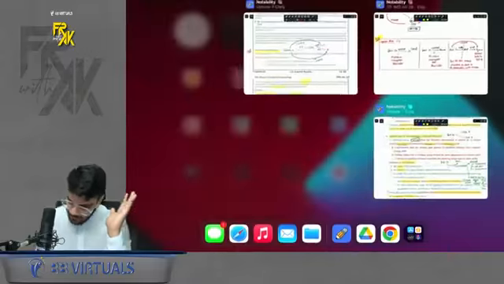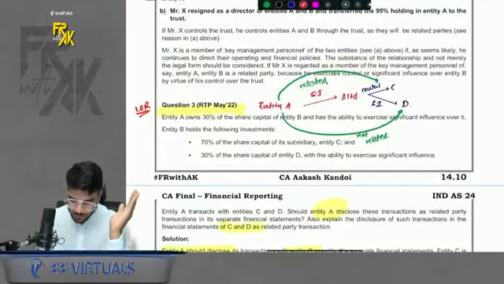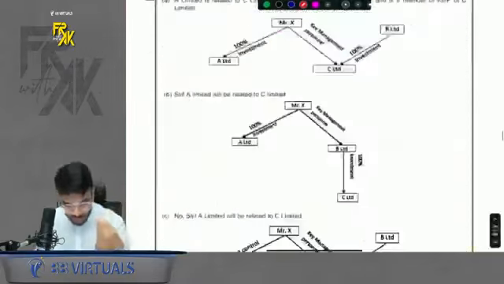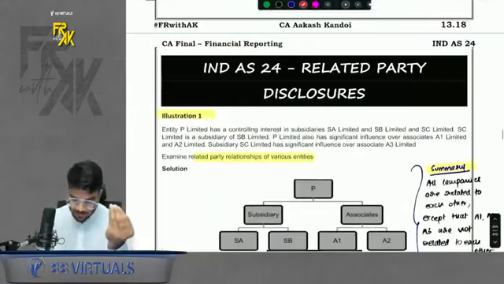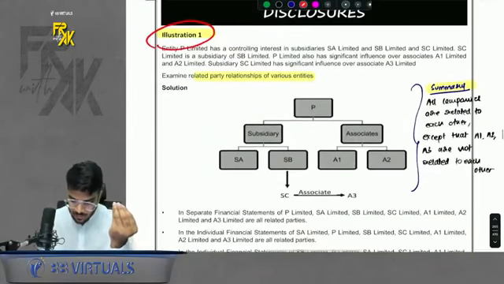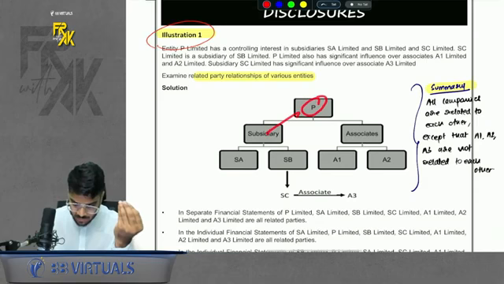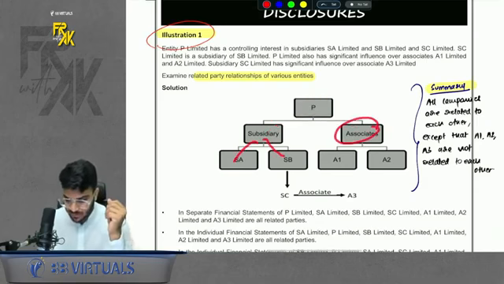Now there are questions. I will try to take up a few important questions, but the rest are all very simple. For example, I will take illustration number 1. What is said? These are the relationships. Parent has 2 subsidiaries, sorry, 2 subsidiaries and 2 associates.